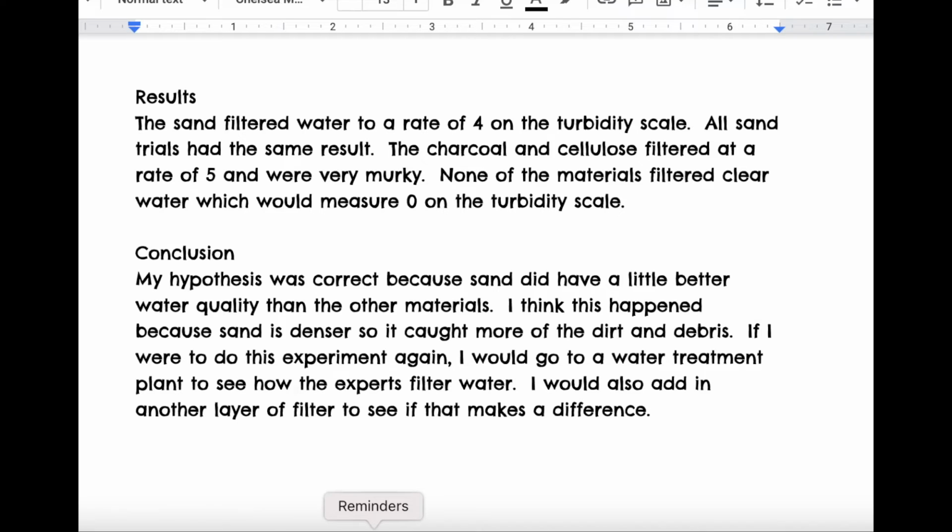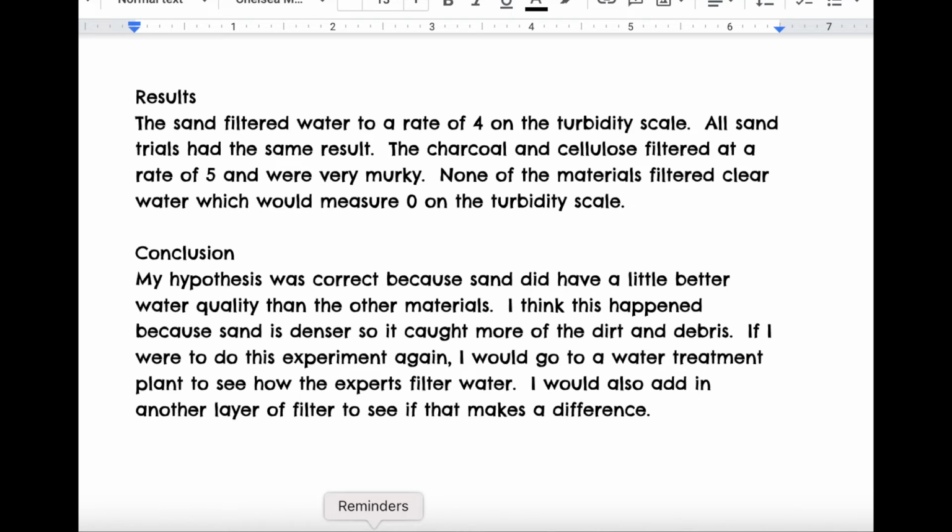And this is where you are going to tell, was your hypothesis correct or not? So my hypothesis was correct because sand did have a little better water quality than the other materials. Now, I'm going to add in why I think that my hypothesis was correct or not correct. Please tell the because. The judges, aka me, want to know what you're thinking and that you have thought about what happened and why. Okay, so I think this happened because the sand is a little denser.